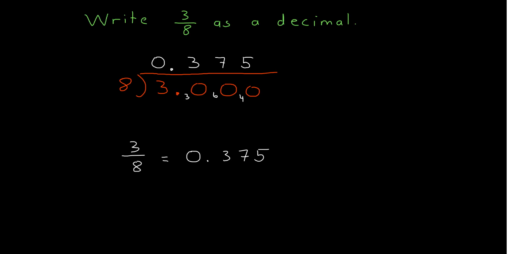Some of you might have done it another way. Some of you might have actually realized you could times 8 by 125 and get to 1,000 and done 375 over 1,000. And that's also a fine way to do that one. But it might not help you in a question like this.